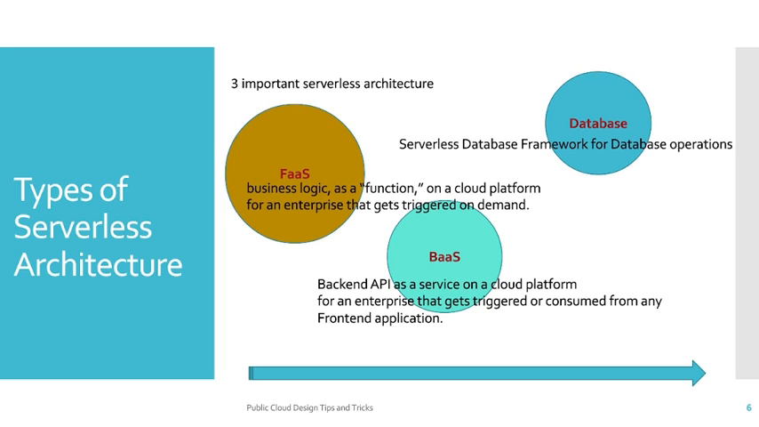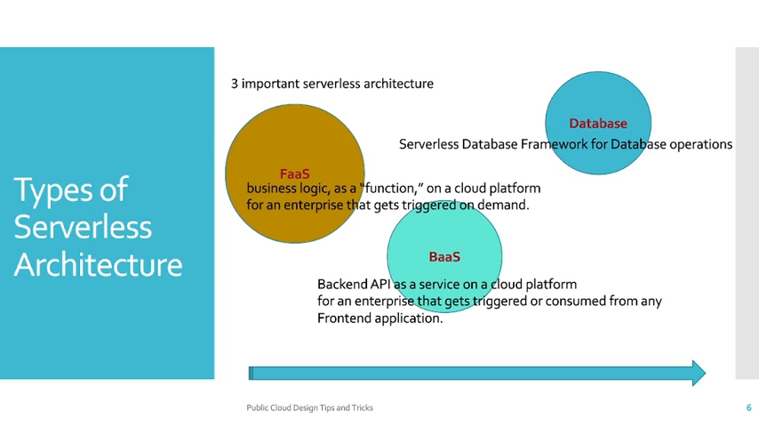Second, FaaS, function as a service. Function as a service is where your business logic runs as a function on a cloud platform for an enterprise and gets triggered on demand. That means when you need that particular activity to be done, at that time the server will be provisioned, the related function will trigger and execution will happen. After the execution is successful, within a certain period of time, the entire server will be removed.